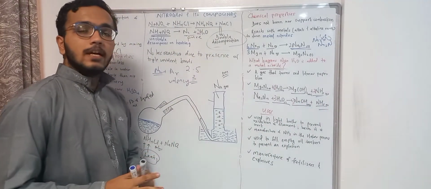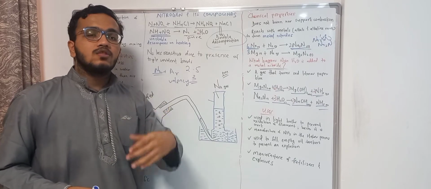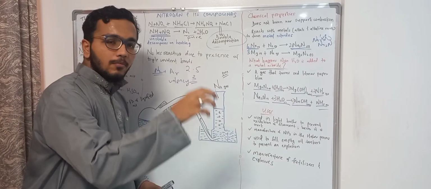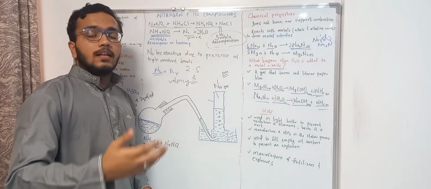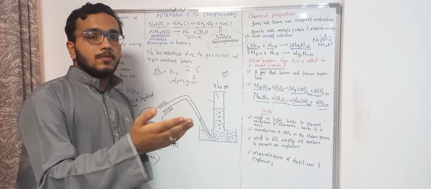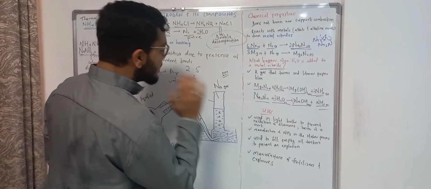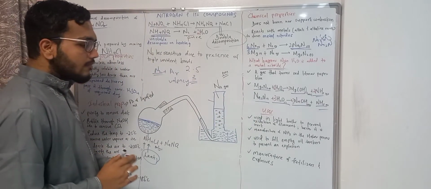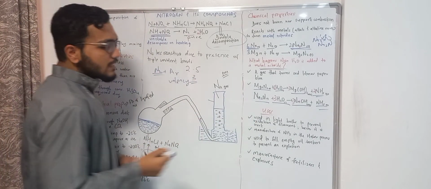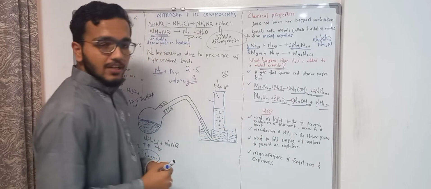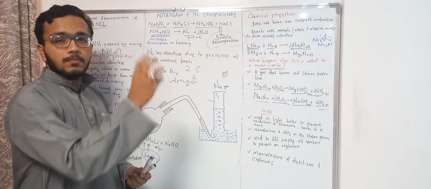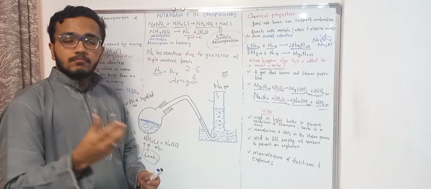So if they ask you what happens when a metal nitride is dissolved in water, the metal hydroxide is formed, and there is effervescence of a gas that changes red litmus paper to blue, which is ammonia. Now, what are the few uses of nitrogen gas? The first one is that it is used in light bulbs to prevent oxidation of the filament, because it is inert. The light bulbs that we use here contain nitrogen, being inert.